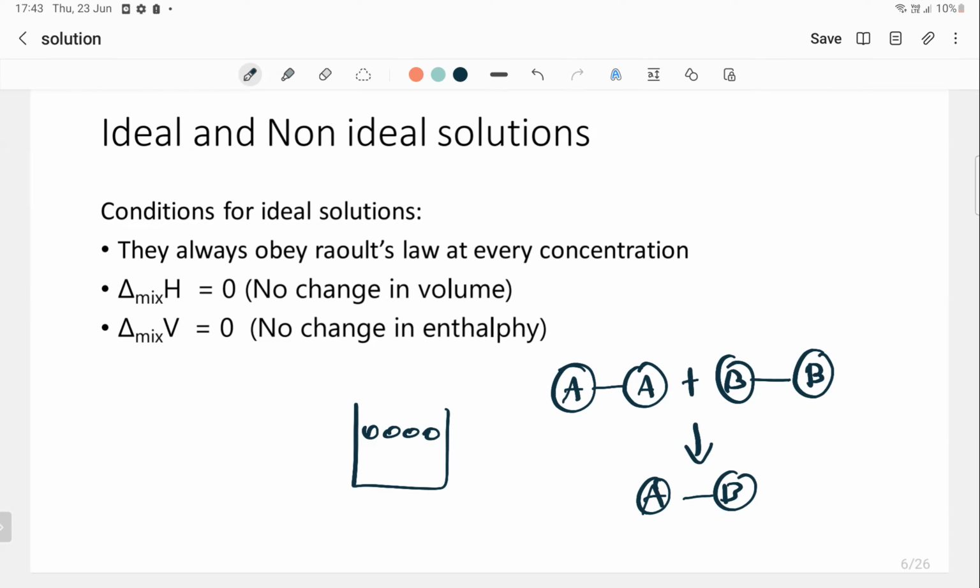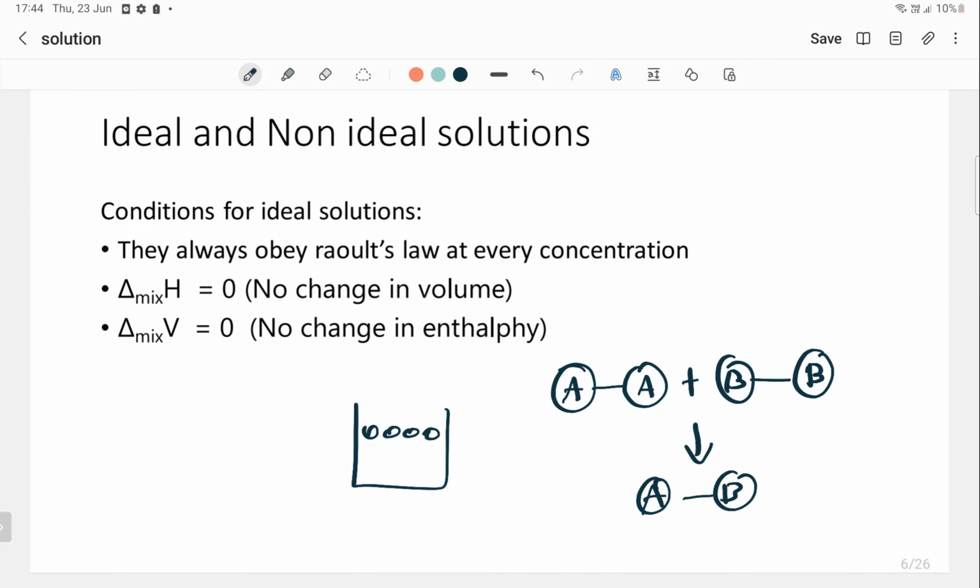If they are trying to act as ideal solutions, what conditions should be there? First, they always follow Raoult's law at every concentration. So what is Raoult's law? P total is equal to P naught A into XA plus P naught B into XB. This is your Raoult's law. At every concentration, remember the graph. What is the graph that I drew on that day? Left side, right side. In between, I said there is a concentration part. What will be on the leftmost side and rightmost side? How did I denote XA and XB?